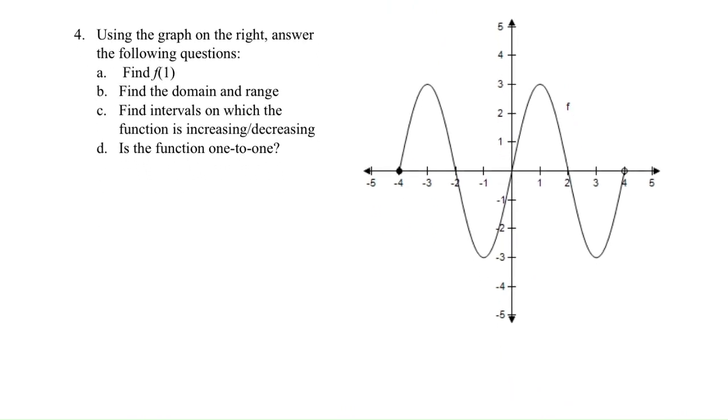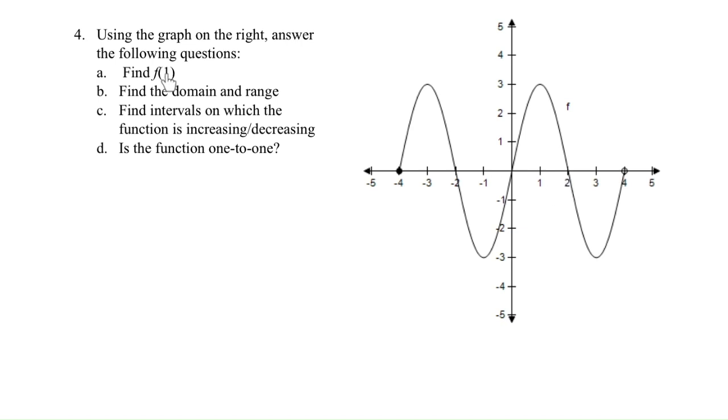Question 4 is from 2.4. Well, except for part D, a one-to-one function, that was from 2.8, but most of this is from 2.4. So first we need to evaluate the function f of 1, find f of 1. Now, if we had the equation for the function f, we would just plug 1 in for all the variables. We don't have the equation, we have the graph, obviously.